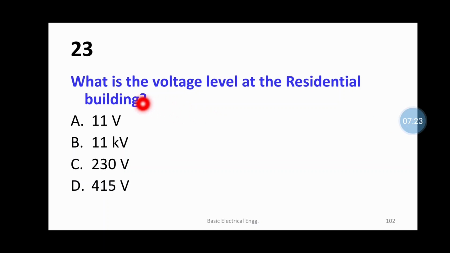Question number 23. What is the voltage level at the residential building? You can directly give the answer. It will be 230 volt. Please do select option C. There will be a tolerance of plus or minus 10%. 230 plus or minus 10%. You can write like that. Anyway, by looking at the question, the right answer is 230 volt, option C.